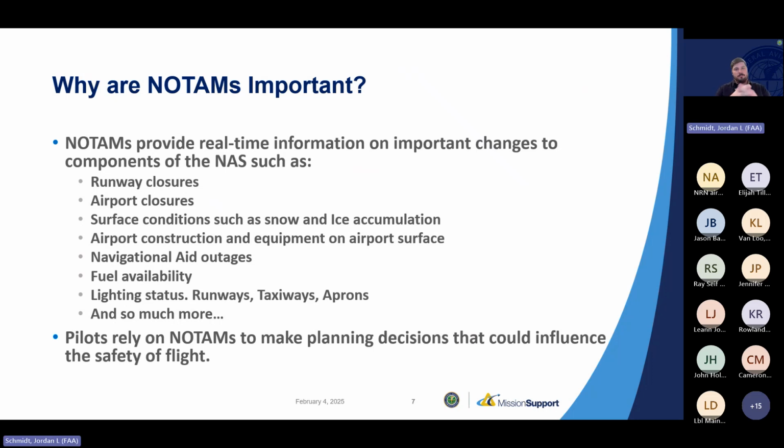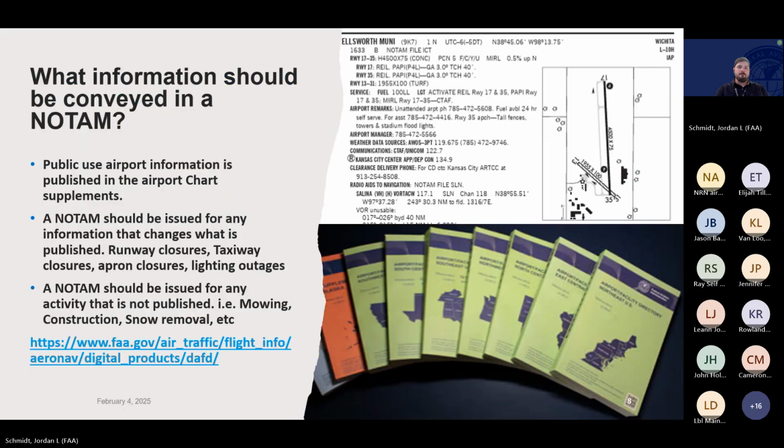So why are these important? Well, they provide real-time information on important changes to components of the NAS, such as runway closures, airport closures, surface conditions such as snow and ice accumulation, construction projects or other equipment on airport surfaces, navigational aid outages, fuel availability, lighting status, whether it's on runways, taxiways, or aprons, and so much more. Pilots rely on NOTAMs to make planning decisions that could influence the safety of their flight.